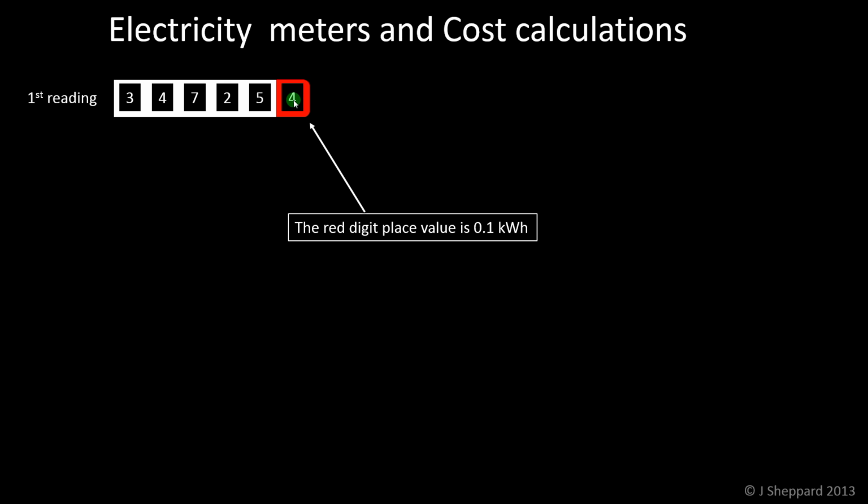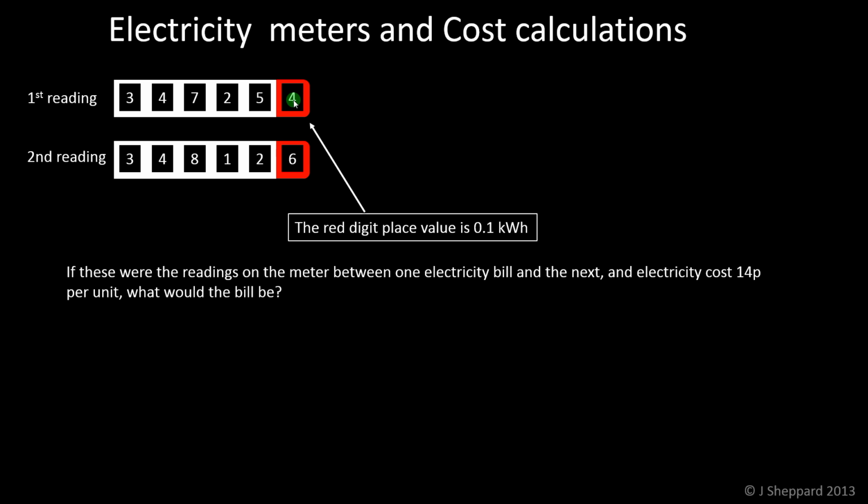Usually when you get questions like this, they'll give you two readings, because if you're paying an electricity bill, what happens is you read the meter at a certain point, and then you read it later on, and you are charged for the difference. So here's a second reading from the same meter, and what we're going to do is show how to calculate your electricity bill. So obviously, in order to work out how much you're paying, you also need to know how much each unit of electricity costs, and you should be told that. You won't be expected to remember. So here we're saying 14p. Okay, what would the bill be between these two?